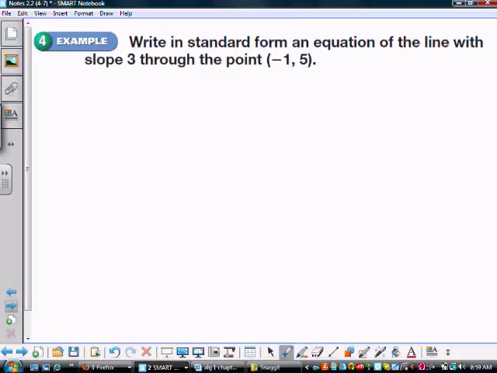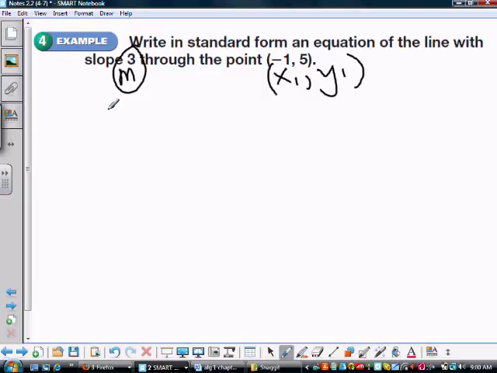Okay, so I am asked to write in standard form an equation of the line with a slope of 3 that goes through the point negative 1, 5. Well, here's my m. My m is 3. And here's my x1, y1: negative 1, 5. So I'm going to use this information to write the equation of a line in point slope form, and then I'll change it back to standard form at the end.